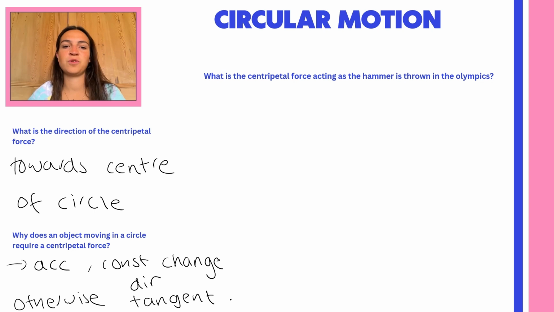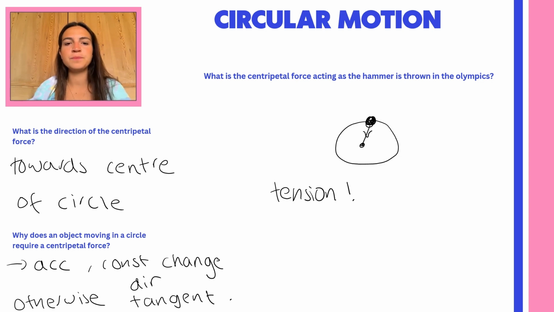Okay, what is the centripetal force acting as the hammer is thrown in the Olympics? This is just the idea that centripetal force is an umbrella term, but actually any individual force can provide that centripetal force. So you need to look at your particular example. In the instance of the hammer being thrown in the Olympics, that would be the tension in the string that's keeping it round in a circle. Okay, if I was interested in which force keeps the Earth moving around the sun, in that context it would be gravity. Okay, but the tension and the gravity, they're both centripetal forces, center-seeking forces.